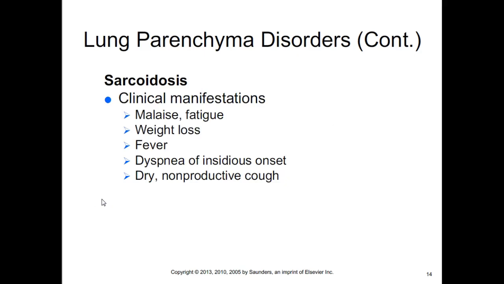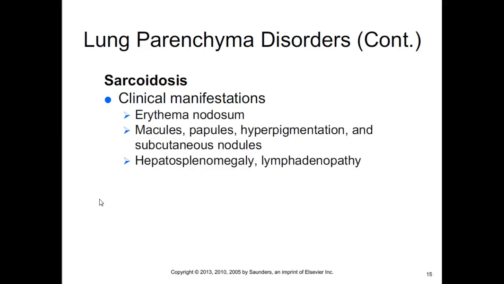All right, so some of the clinical manifestations include malaise, fatigue, weight loss, fever, dyspnea, right, of insidious onset, and a dry, non-productive cough. So what are some of the clinical manifestations is erythema nodosum, which are painful nodules in the lower extremities, right? You'll see macules, papules, hyperpigmentation, and subcutaneous nodules. You might also see hepatosplenomegaly and lymphadenopathy.